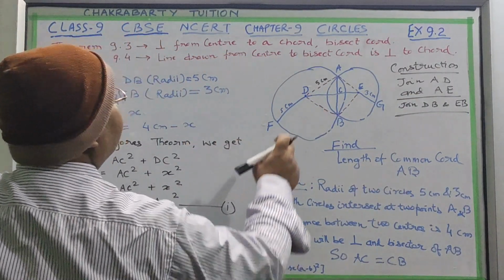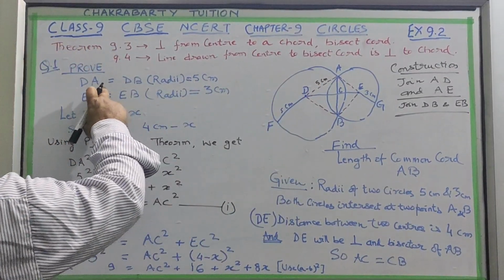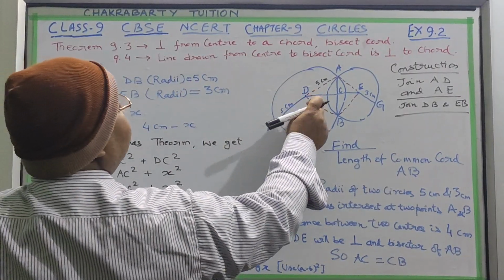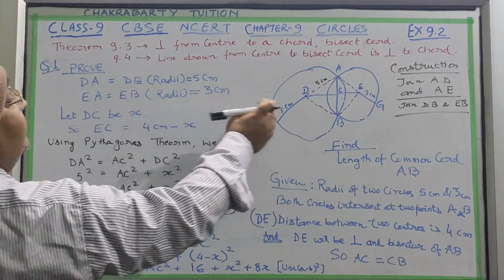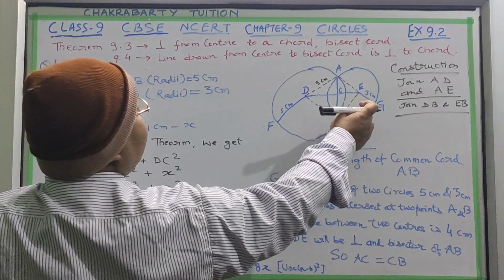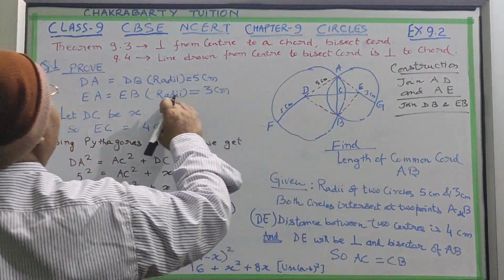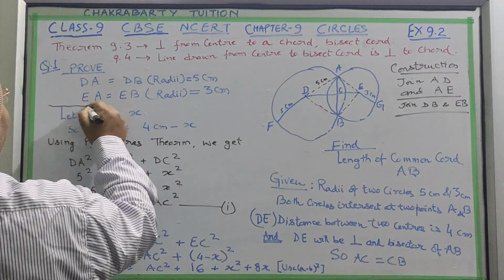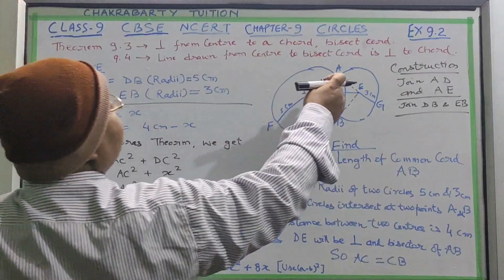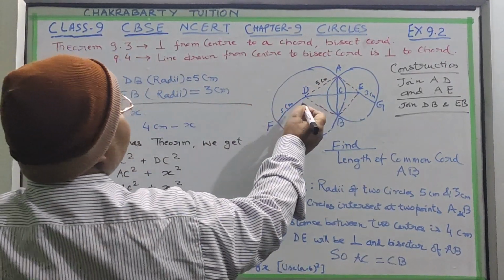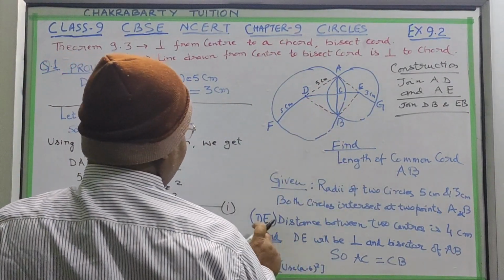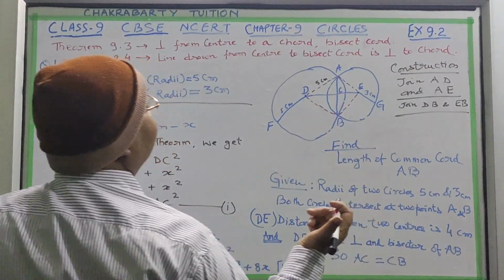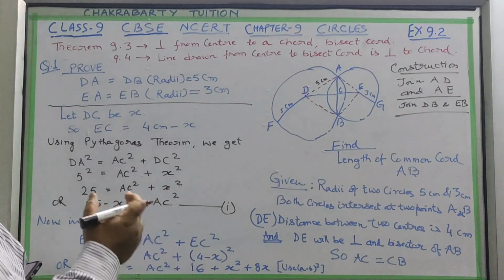Now we are going to prove in this circle. First we are taking this circle. So DA and DB will be equal to 5 centimeter being the radius of the circle, and EA will be equal to EB. These are also radius. So the distance is given. Now we have assumed DC. This is DC equal to X we are presuming, because total length 4 centimeter is given. DE is 4 centimeter, but DC length is not given. So we are presuming DC as X.